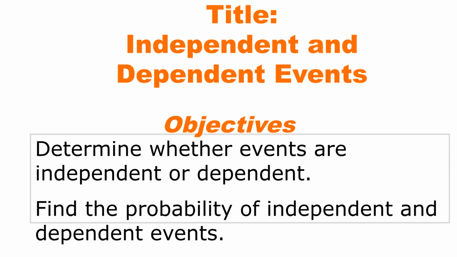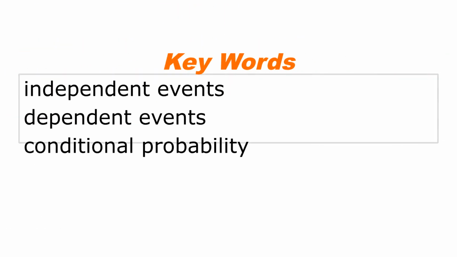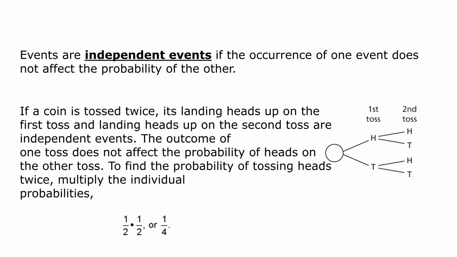In this section, our objectives are to determine whether events are independent or dependent, and to find the probability of such events. Key terms for this segment include independent events, dependent events, and conditional probability. Events are independent if the occurrence of one does not affect the probability of the other. Tossing a coin twice is a classic example of independent events.